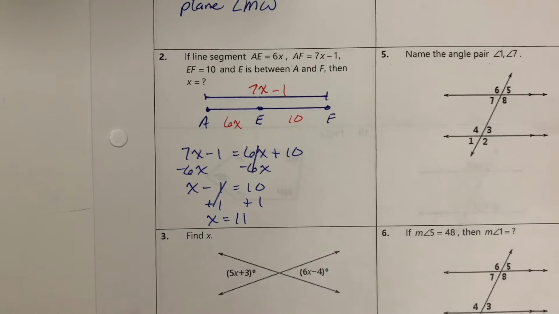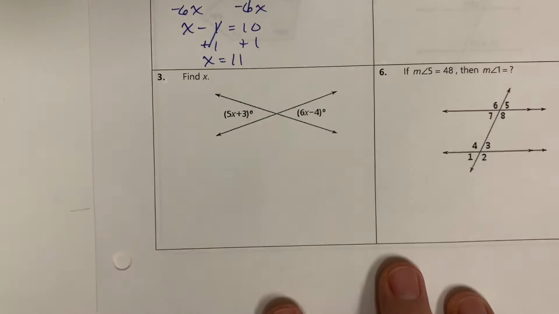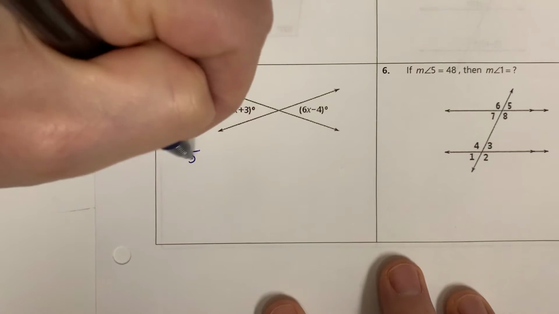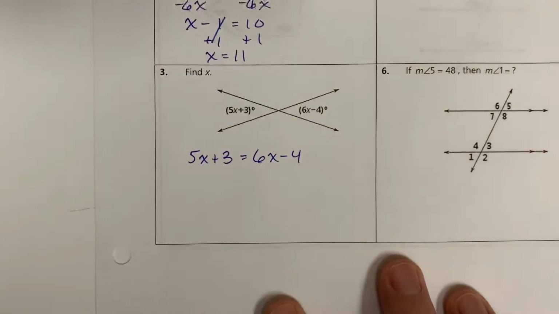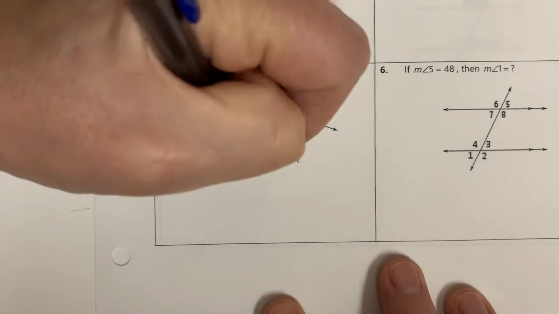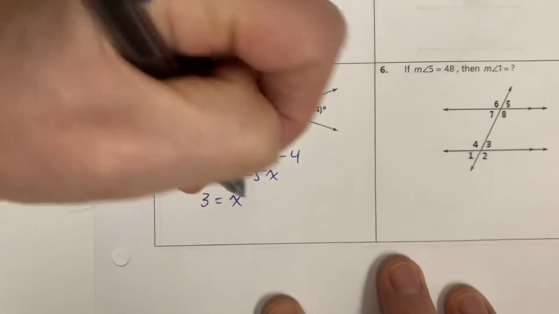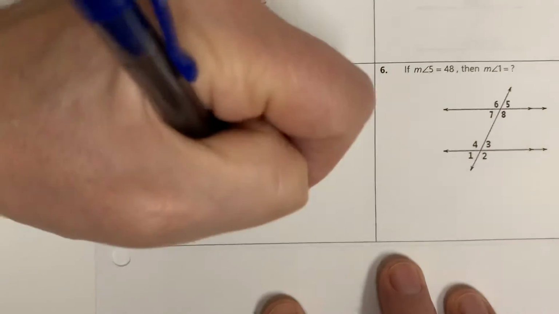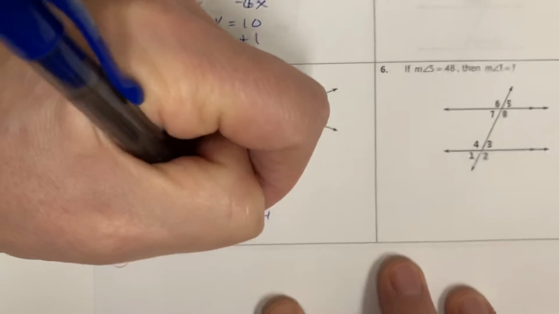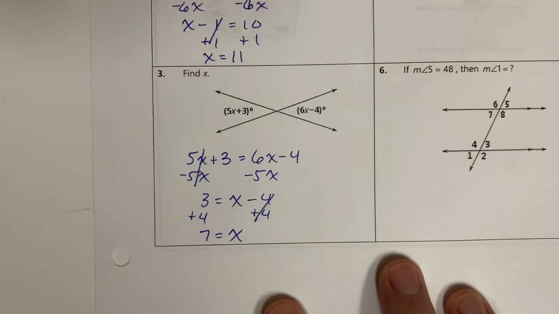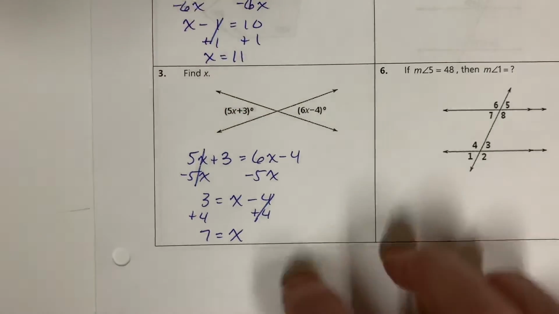All right, number 3, we have a vertical pair like the last practice test. So we're going to set those equal to each other. So 5x plus 3 equals 6x minus 4. Minus 5x. 3 is equal to x minus 4. Add 4 to both sides. And 7 is equal to x. And that's all it asked for was x, so we're fine. We don't have to find the measures of the angles, just x.